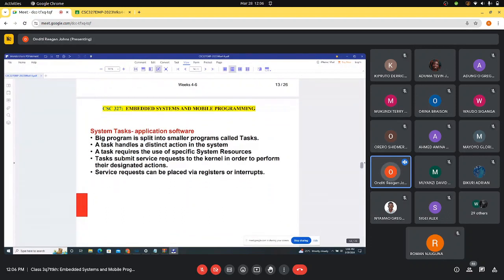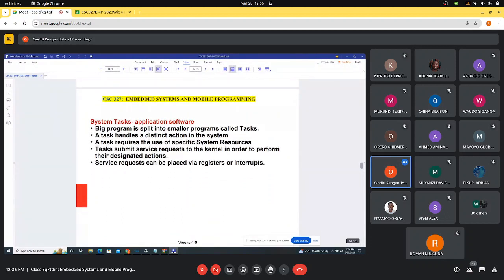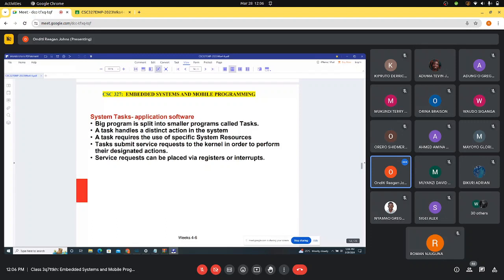So system task, application software. Big programs are split into small programs, and that's what we call a task. A task handles a distinct action in the system. A task requires the use of specific system resources. Tasks submit service requests to the kernel in order to perform their designated actions. Service requests can be placed via registers or an interrupt.